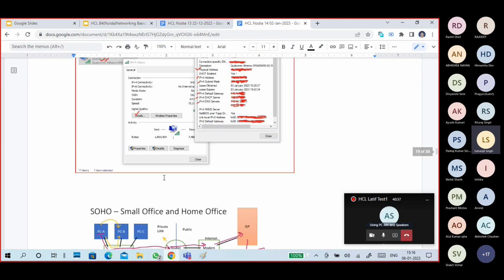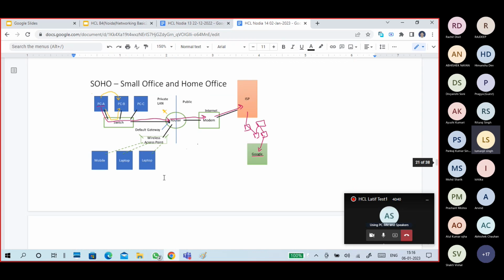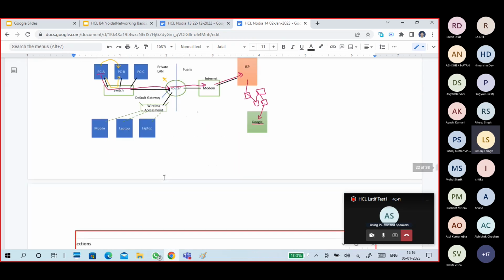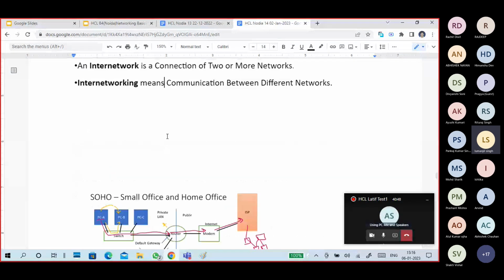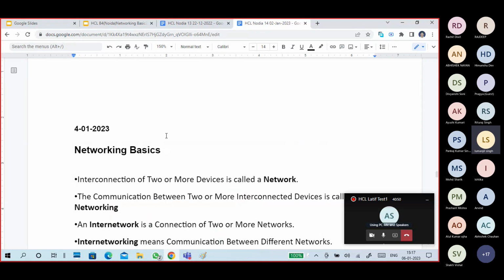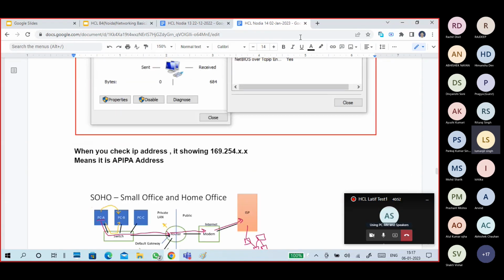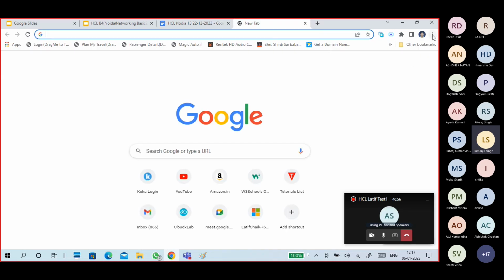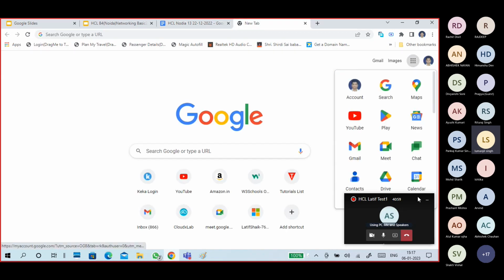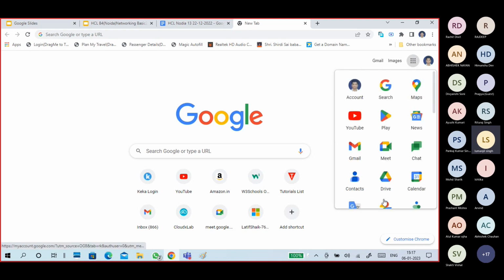So far we discussed, guys, what is the network, networking, internetworking concepts. Okay, so where is this? I put one picture here, something happened to this. No one can edit, right? So what happened?